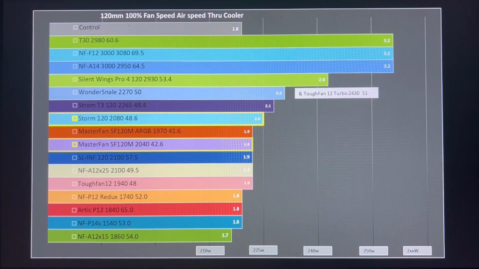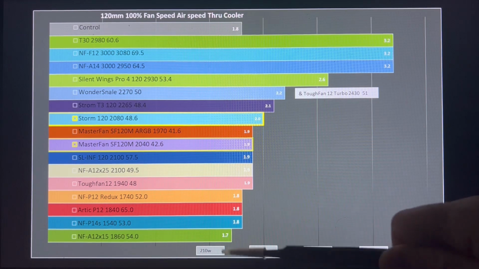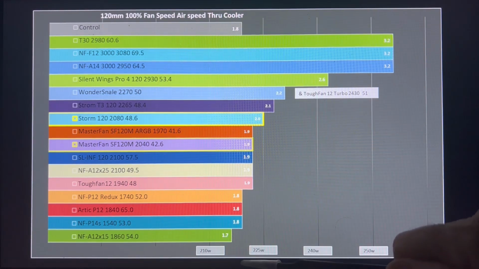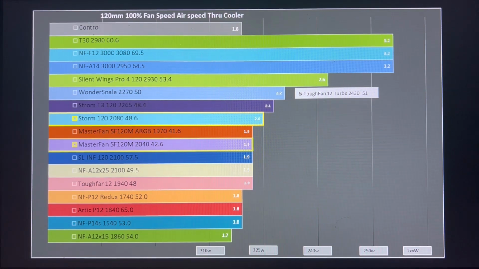All right, now we're on to 100% PWM. So you'll notice that my scale at the bottom has changed from 210, 225, 240, 250, and then, well, my CPU doesn't go higher than 250 watts. So that's where that is. If you're wondering what my CPU is, it's an 11700K. I don't think I mentioned that before.